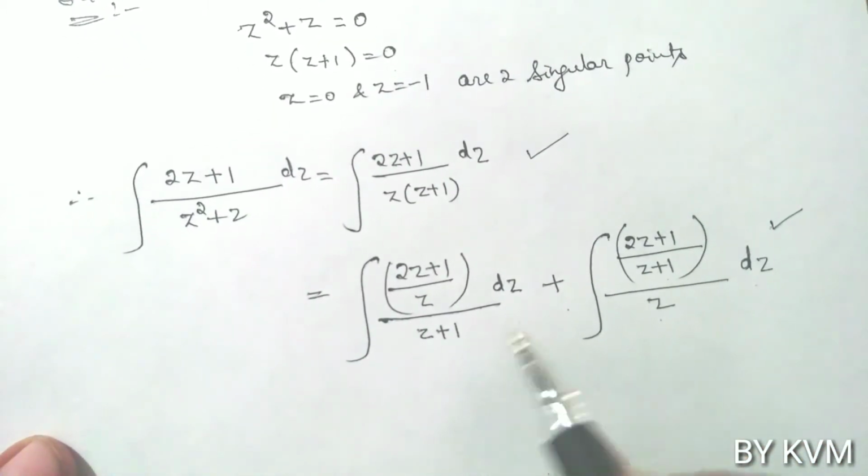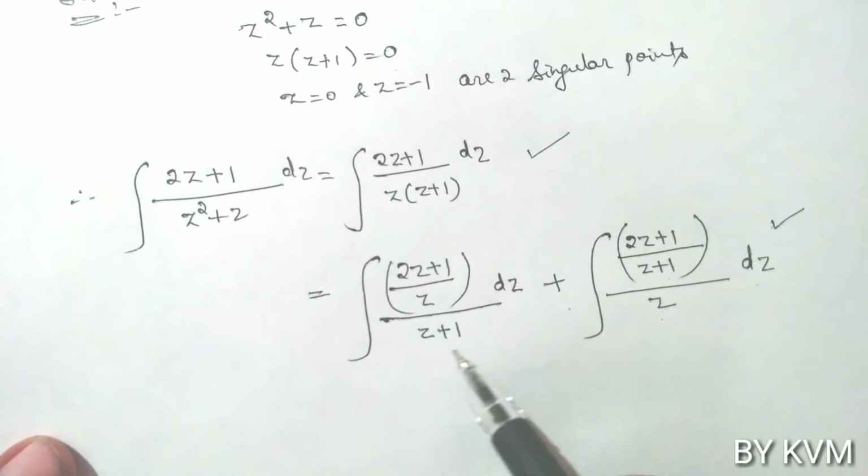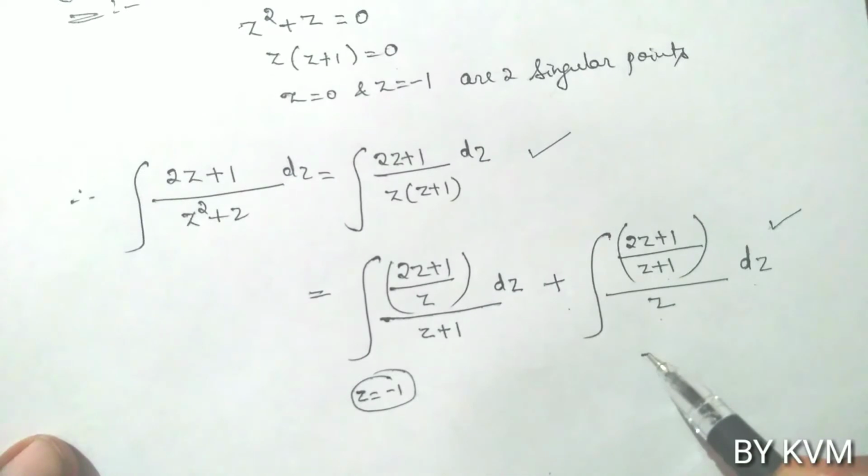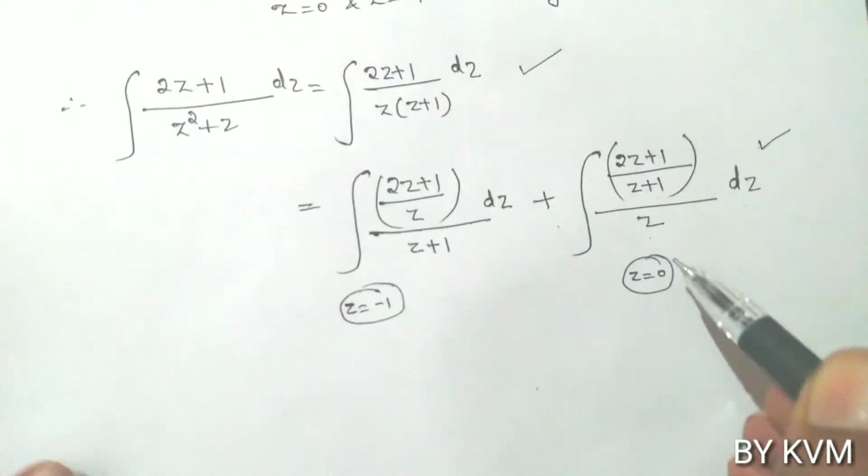So now here in the denominator there is z plus 1. So z equals minus 1 is the singular point here. z equals 0 is the singular point.